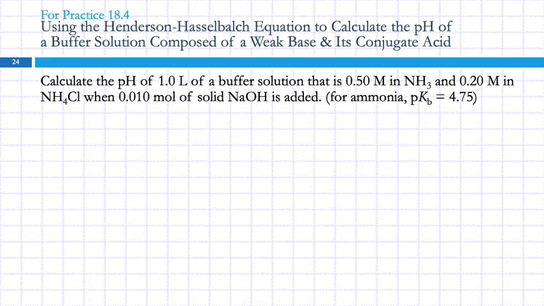We're going to use the Henderson-Hasselbalch equation to calculate the pH of a buffer solution composed of a weak base and its conjugate acid. So here we've got a 1 liter buffer, 0.5 molar ammonia, 0.2 molar ammonium chloride, and we've got 0.01 moles of solid sodium hydroxide being added. So we still need to do the stoichiometry.